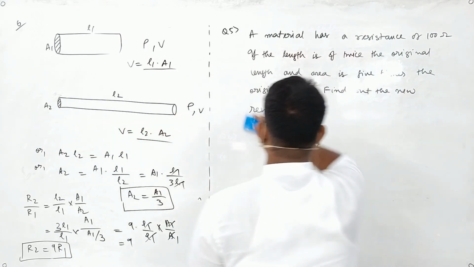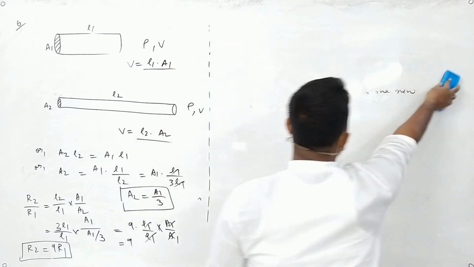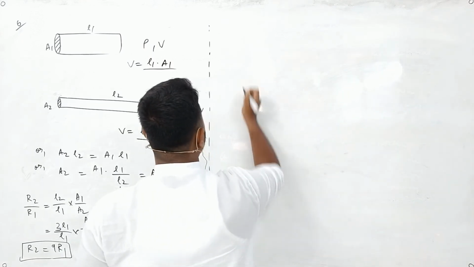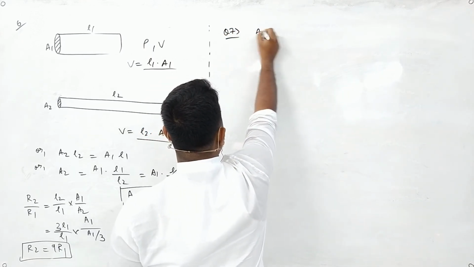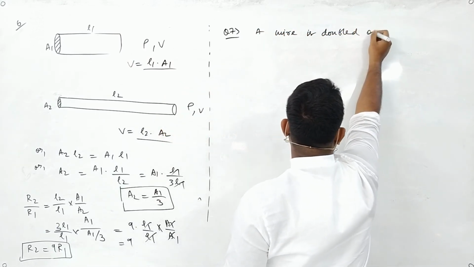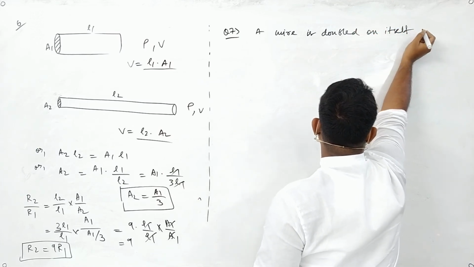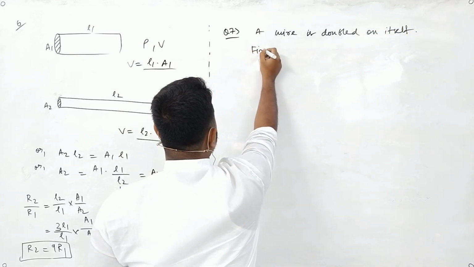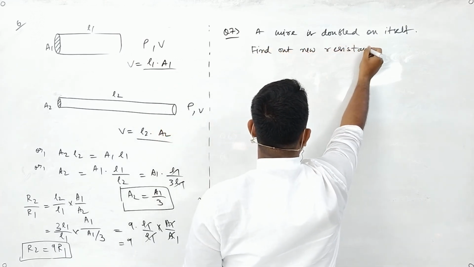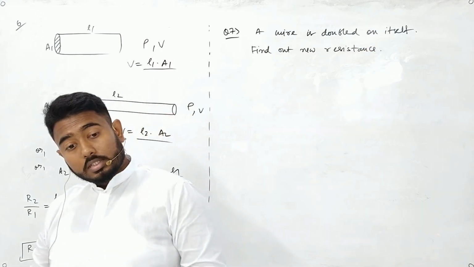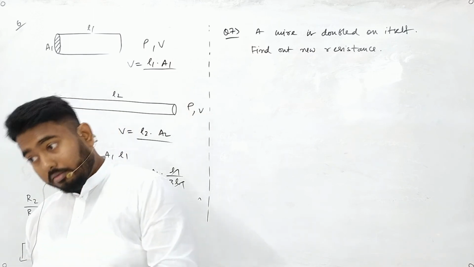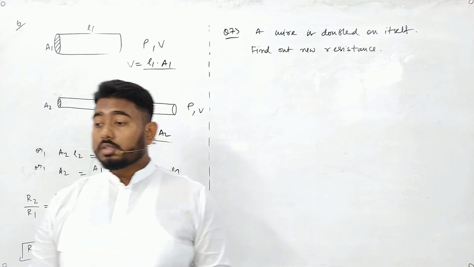Question number 7 states that a wire is doubled on itself. Find out the new resistance. It is doubled on itself. What has been said? Doubled on itself. How do you double on yourself?